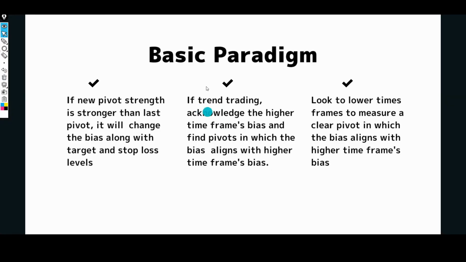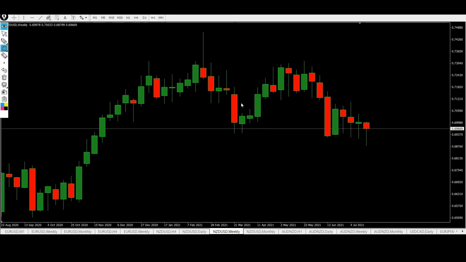Alright, number 2. If trend trading, acknowledge the higher time frames bias and find pivots in which the bias aligns with the higher time frames bias. So on this weekly chart, we found that we should be long bias in this area and short bias in this area. So if we were trading this, we would go on the lower time frames and find pivots where there is more long strength than short strength. And moreover, in this area right here, after the bias change on the lower time frames, we're looking for pivots with more short strength than long strength. Alright, so let's go over to the daily chart.